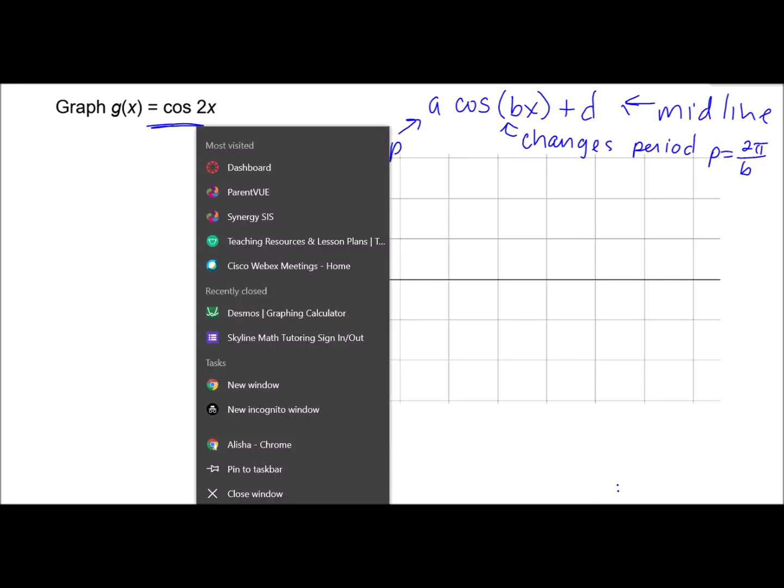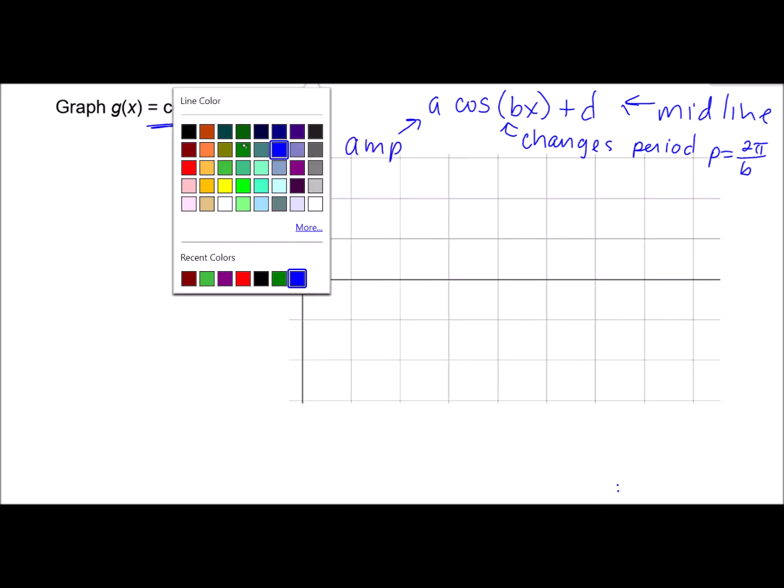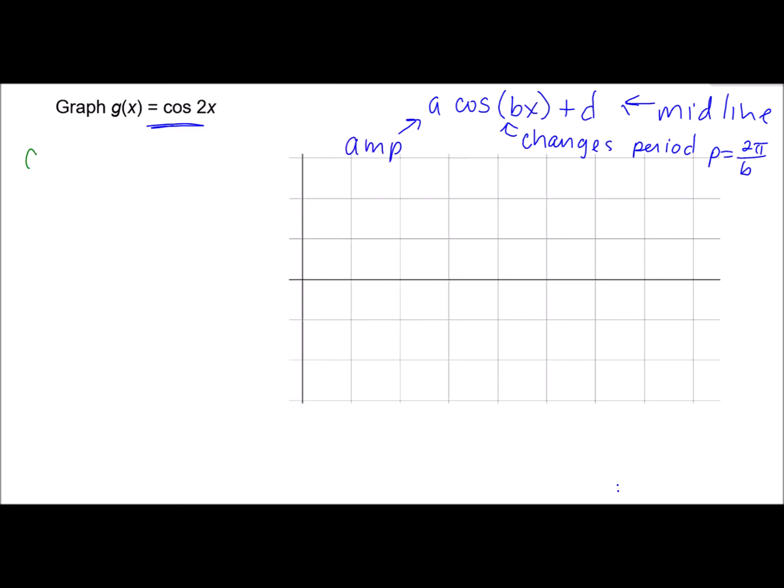All right, looking at this one right here, we need to know our A, our B, and then we'll compute our P. So cosine of 2x, your A is the number out in front, so it's going to be a 1. B is this number in front of the x, so that would be 2. And then the formula for period says 2 pi over B, which is just pi.